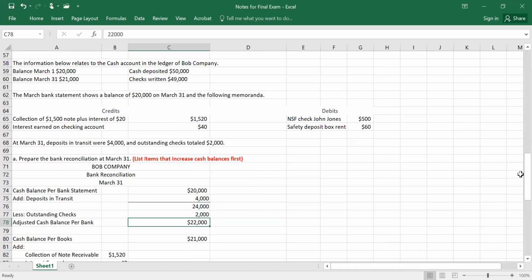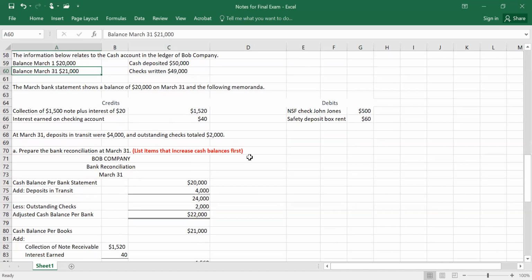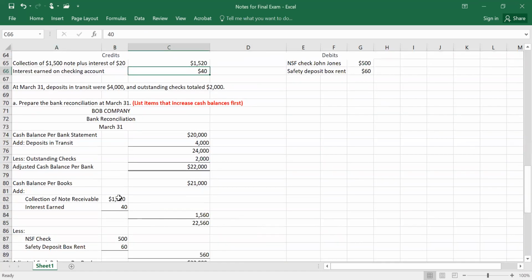Next, we're going to do the cash balance per book. So we're going to start, I should say, with the cash balance per books, which is 21,000. That's listed right here, March 31st balance, 21,000. Then we're going to note the collection of the note receivable, which we have right here, 1,520, and then the interest earned, which is right here, interest earned on the checking account 40. So if we add 1,520 and 40 together, we get 1,560. If we add 21,000 plus 1,560, we get 22,560.